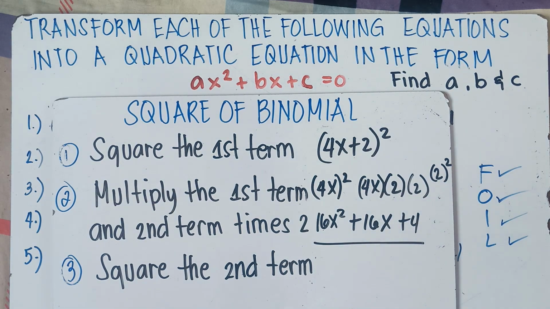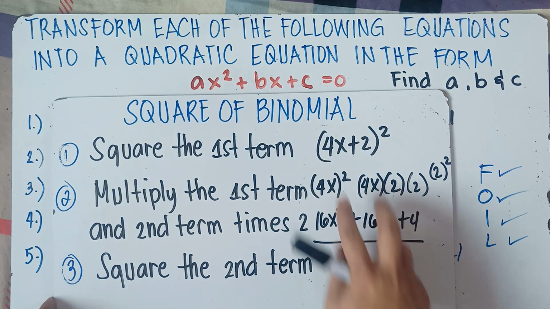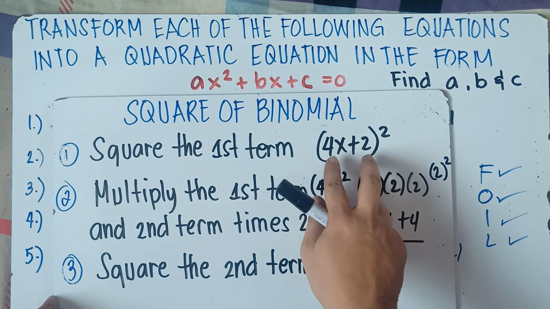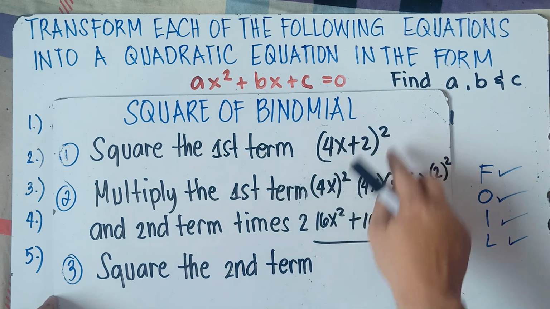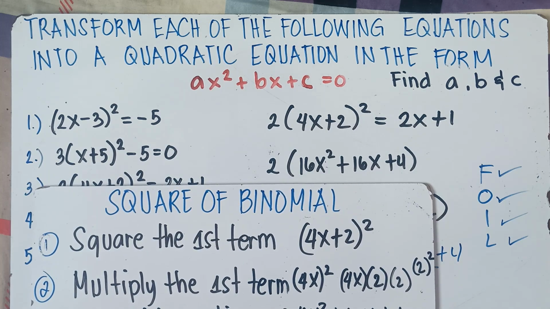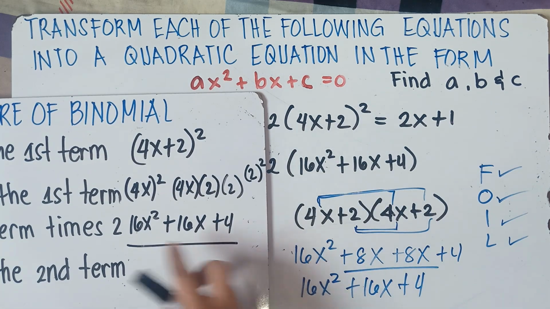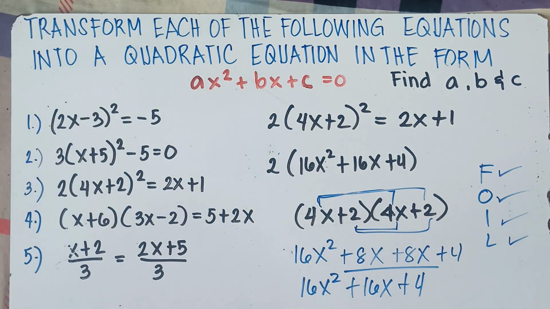Same answer, class. So once again, for me, it's better to use this one. If you have this kind of equation, you square this expression, you have a binomial, and then you square it. It's better to use the square of binomial. So you will have the same answer. Okay, check. 16x squared plus 16x plus 4.